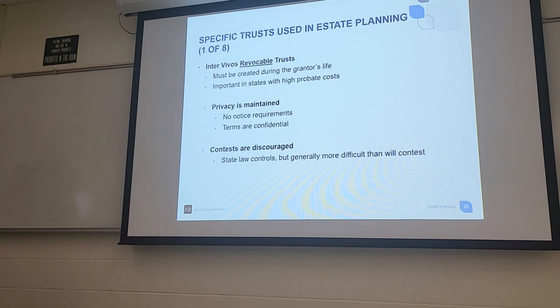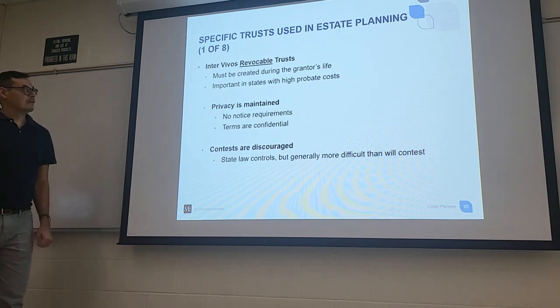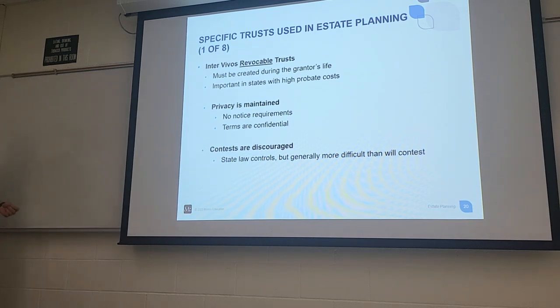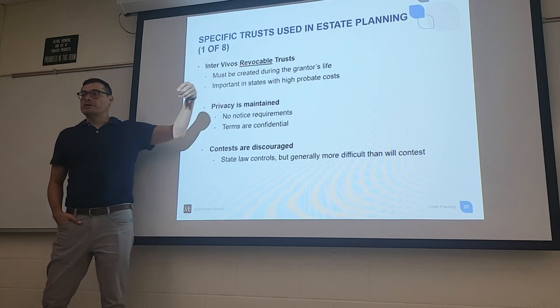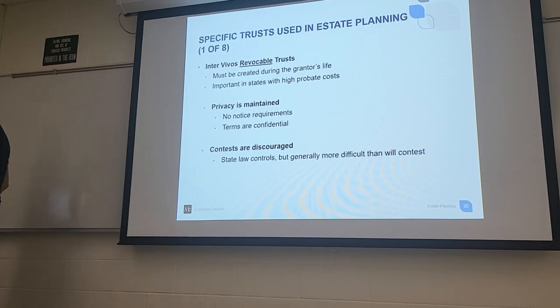So these are really good for people. These are a very common type of trust that people make, but for people who still want the opportunity to revoke it, maybe I want to change it, maybe I change my mind, I want the assets back. This is probably the most common type of trust.